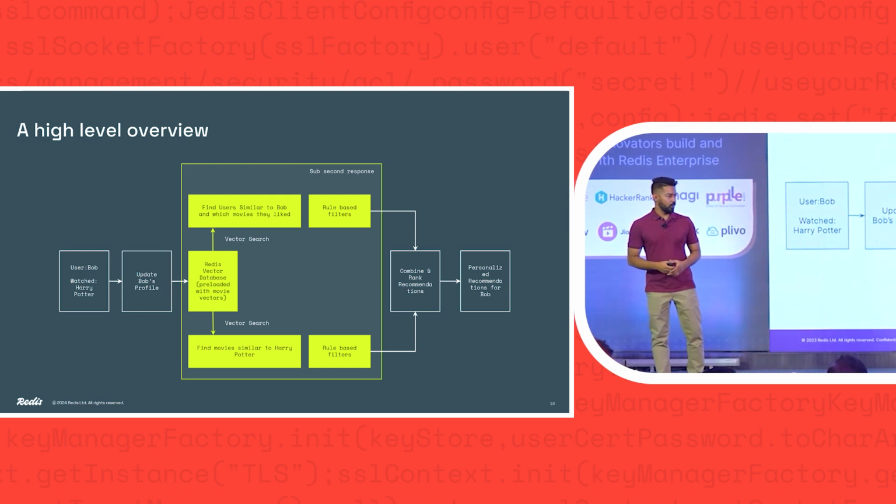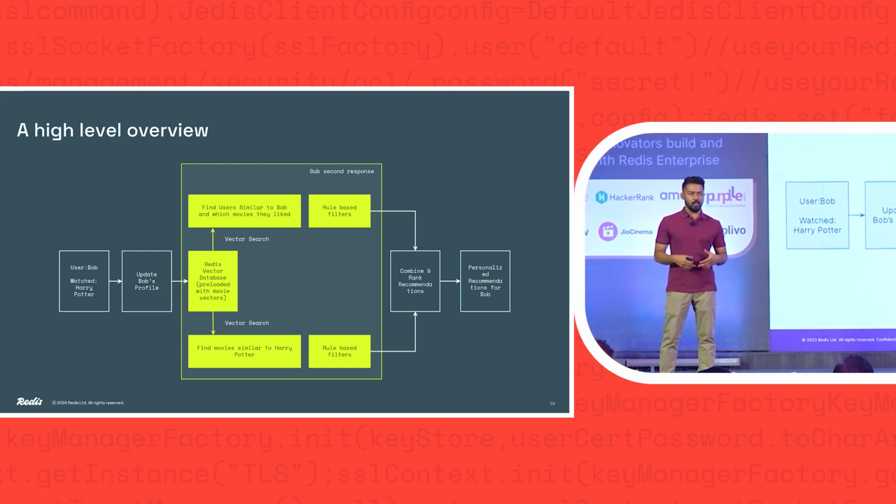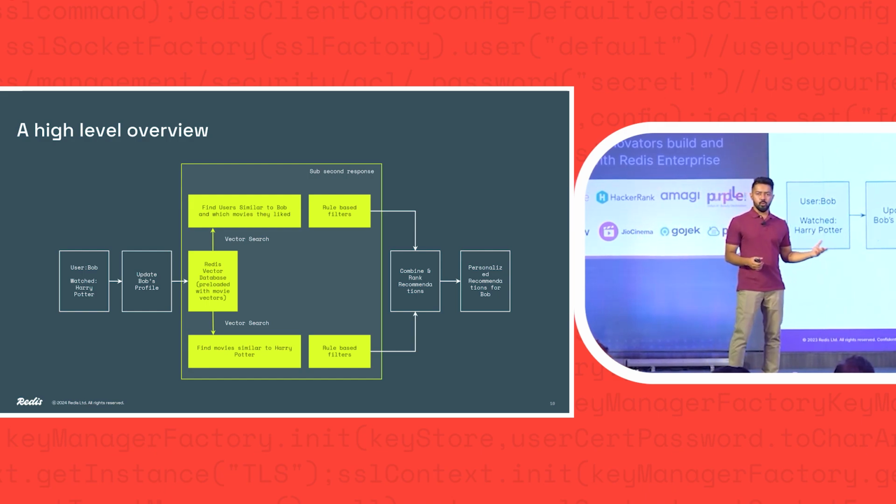Let me give you an example. If you find movies that are similar to Harry Potter, but also you want to add another filter, maybe I also want to suggest movies from a certain director or having certain cast, actors, then you can add those rule-based filters as well along with your vector search.